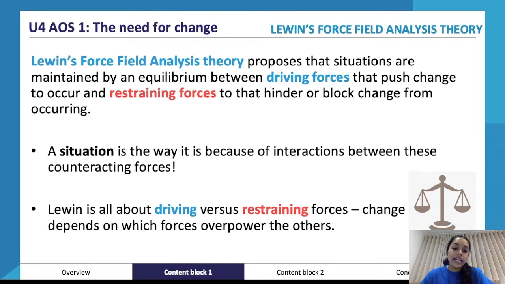I like to think of it as a car, where your driving forces are the accelerator and your restraining forces are the brake. In terms of a situation, if change is likely to occur, that's when your driving forces will be more than your restraining forces. So if a car is to move forward, your acceleration has to be more than your brake, right? But the moment your brake overpowers your acceleration, that is going to bring the vehicle to a stop.